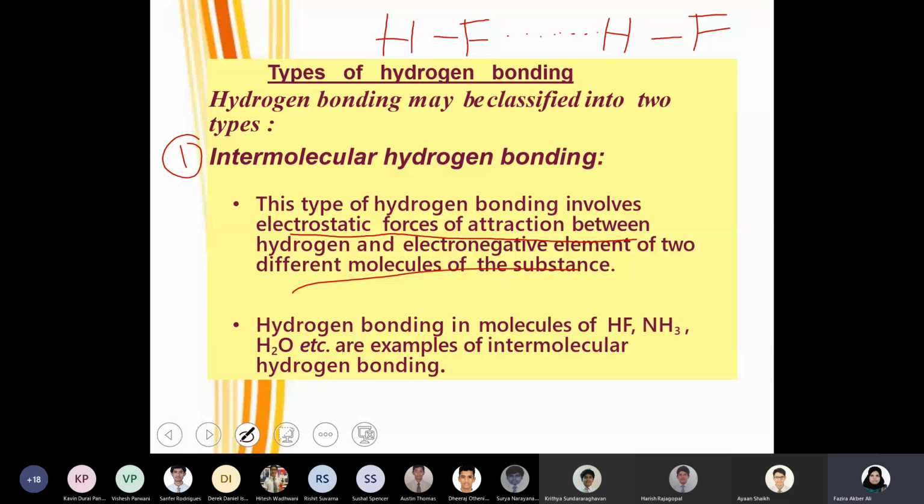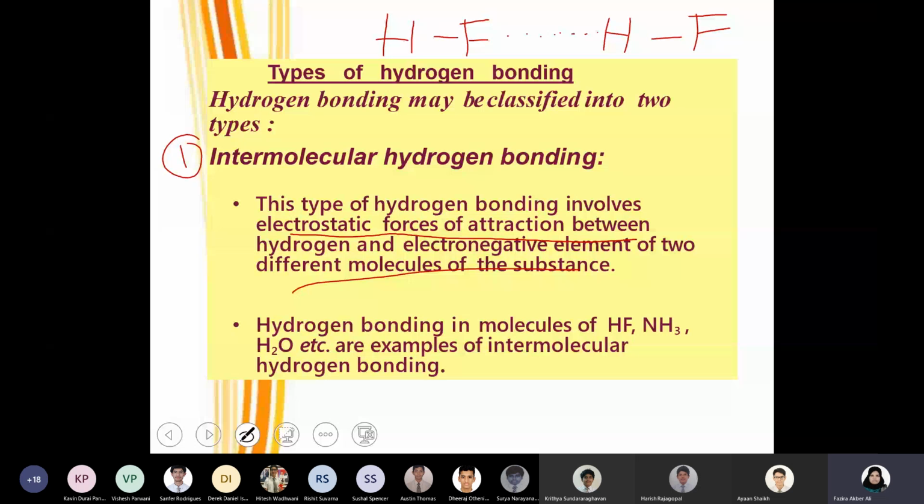This is the major category of hydrogen bonding, intermolecular. It can happen in most cases. It's the most commonly visible hydrogen bonding. It's between different molecules. All the examples we discussed yesterday belong to this category.